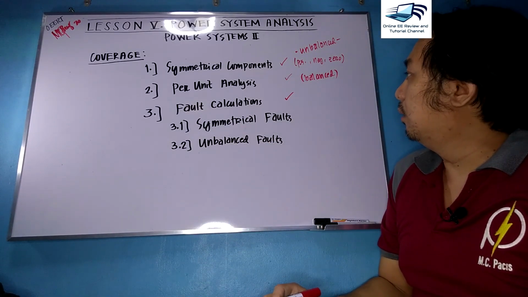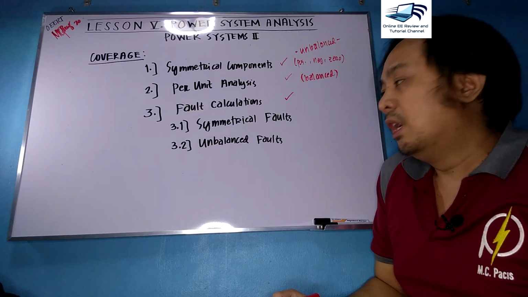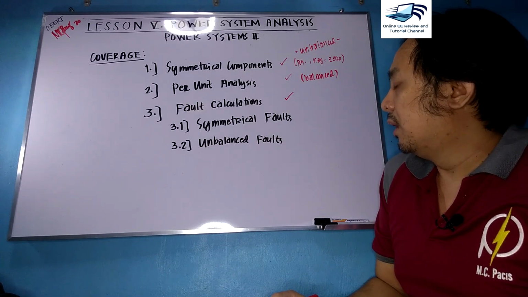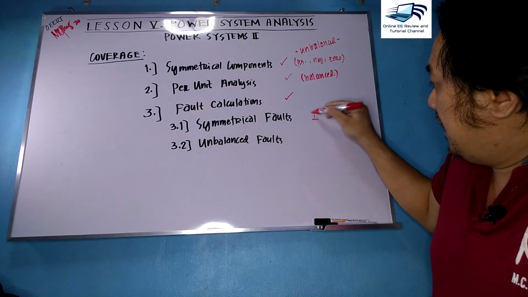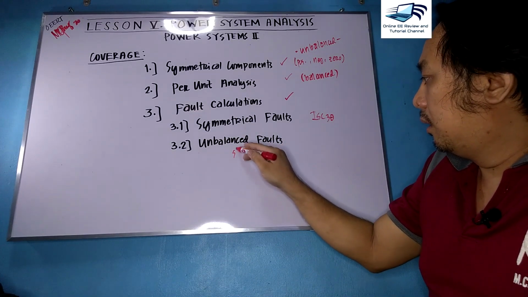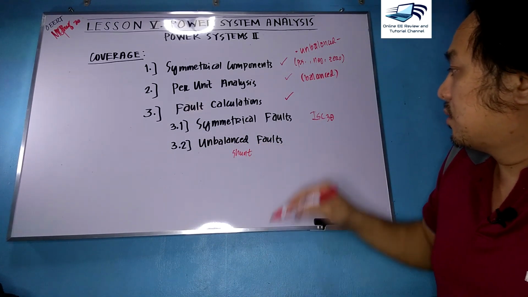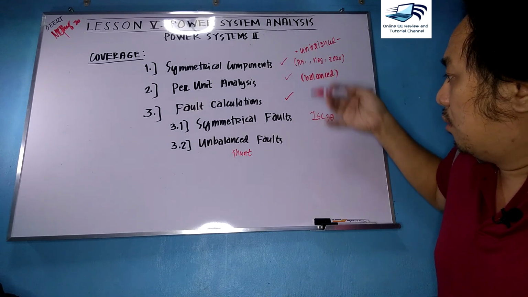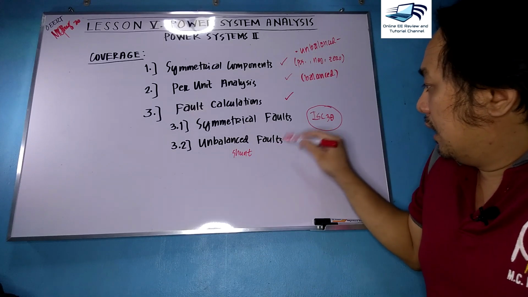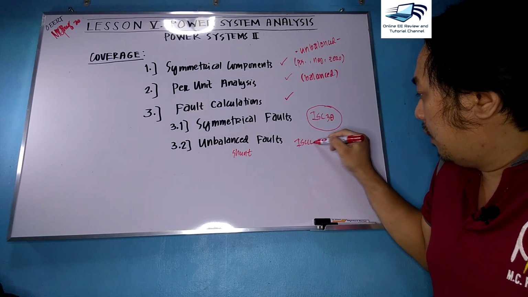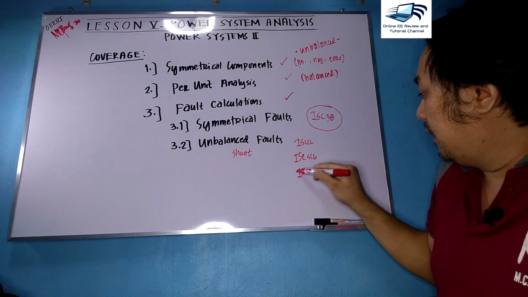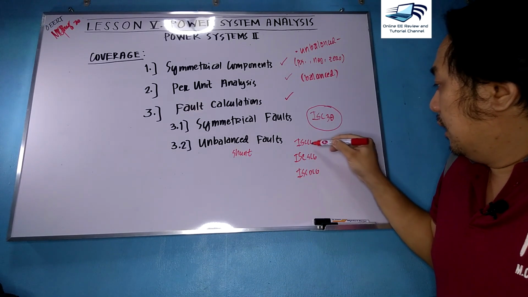Now, from there, we can have our fault calculations, which depend on 2 important types of faults. You have the symmetrical fault, or the ISC 3-phase fault, and unbalanced or shunt faults. By the way, symmetrical fault is also balanced fault, and it is specifically your ISC 3-phase. Now, unbalanced fault is your ISC line-to-line, ISC SLG, and ISC DLG.